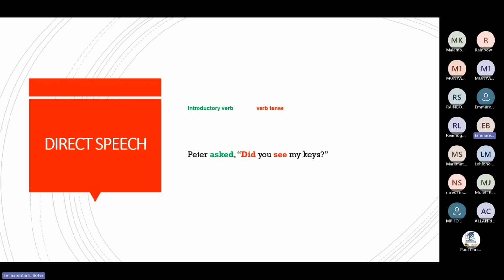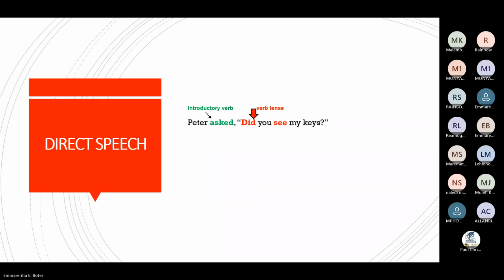We are going to look at questions. Now here where it says this sentence, Peter asked, and then we see the comma and we see the inverted commas, and the sentence starts with a capital letter. Did you see my keys? Question mark, close inverted commas. So we know it is someone's direct words in the inverted commas.